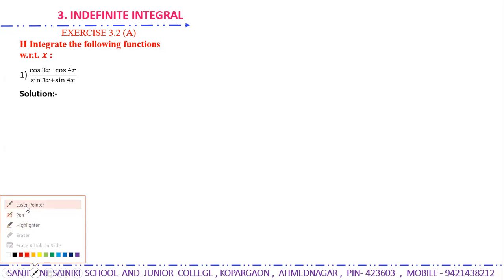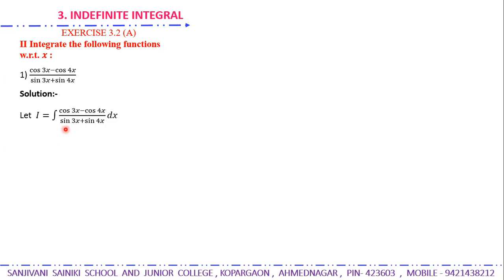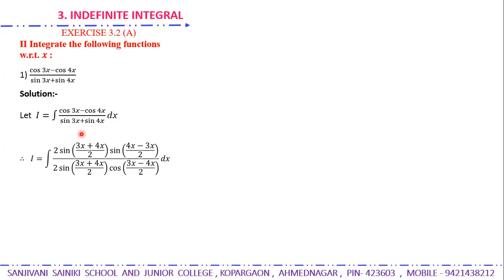So here the function, let I is equal to the integral of cos 3x minus cos 4x upon sin 3x plus sin 4x. Now as I told you, use the formula cos c minus cos d upon sin c plus sin d. After using this formula, cos c minus cos d is 2 sin c plus d by 2 into sin c minus d by 2, and sin c plus sin d is 2 times sin c plus d by 2 into cos c minus d by 2.